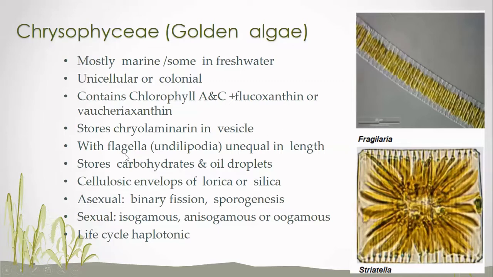Some with flagella. Some also store carbohydrates and oil droplets. Cellulosic envelopes, lorica, or silica. So their cell wall is made up of either lorica or silica. So they have a glassy appearance like the dinoflagellates. Sexual reproduction is isogamous, anisogamous, or oogamous. All three sexual patterns can be used for reproduction. And the life cycle is haplontic.